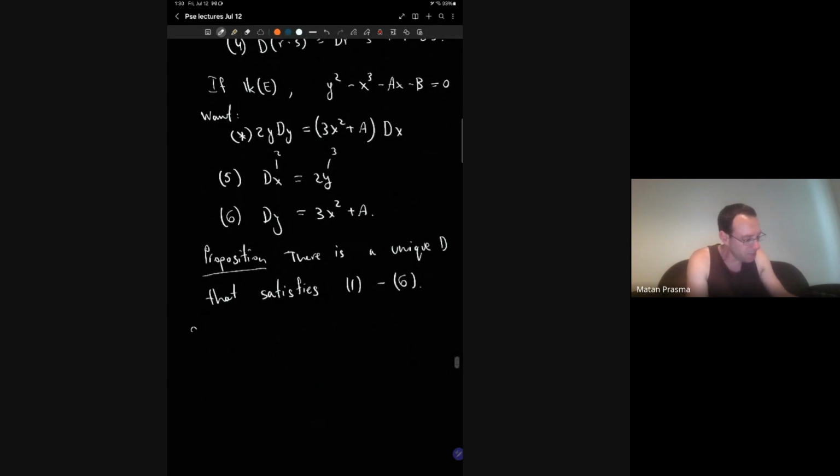So the proof is not hard. You kind of pull the string. For any integer n, let's start by trying to derive x to the n.